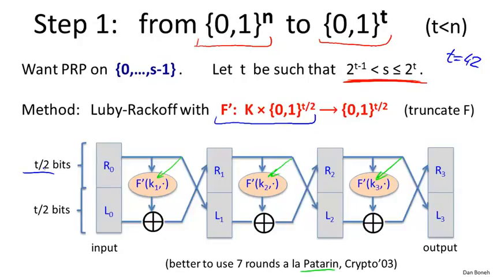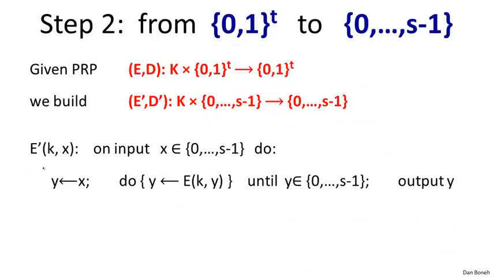But that's not good enough. We actually want to get a pseudo-random permutation on the set 0 to s minus 1. So step 2 will take us down from {0,1}^t to the actual set 0 to s minus 1 that we're interested in. And this construction is, again, really, really cute, so let me show you how it works. So again, we're given this PRP that operates on a power of 2, and we want to go down to a PRP that operates on something slightly smaller. Okay, so here's how the construction works.